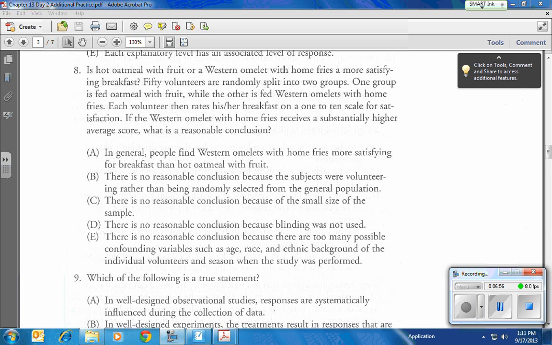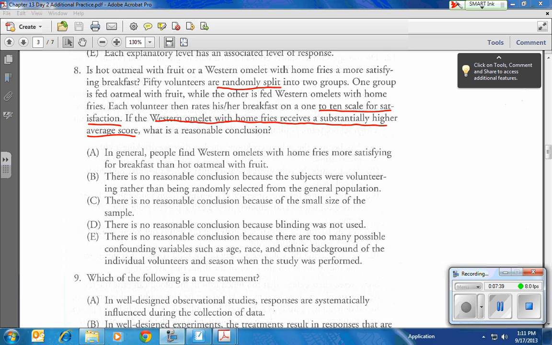Okay. Now let's go through these. A: in general, people find Western omelets with home fries more satisfying for breakfast than hot oatmeal with fruit. Is that true? Why not? So you randomly split them up, you give them the food, and then they rate it on a scale of 1 to 10 for satisfaction. Western omelet with home fries received a substantially higher average score.